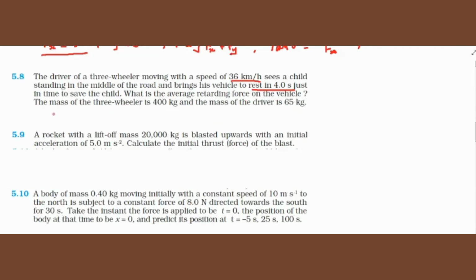So again, you can use the formula V is equal to U plus at. U is 36 km per hour. You have to convert it to meter per second. V is 0. So you can find the value of A. Once you get the value of acceleration, use the formula F is equal to MA. Then you will get the retarding force. One thing you have to note, when you take the value of M, you have to take it as 465 kilogram, mass of the vehicle plus driver.